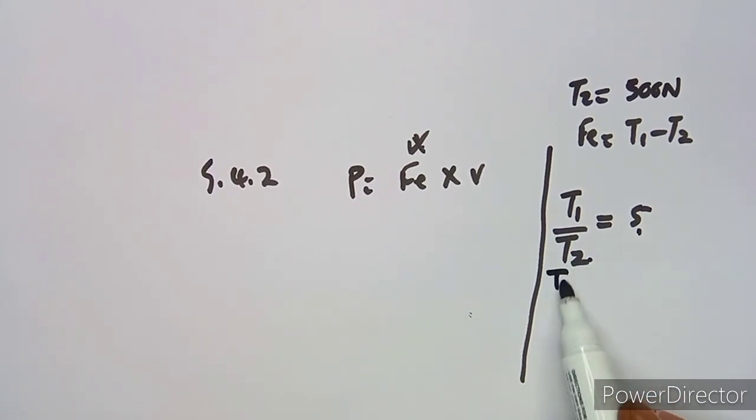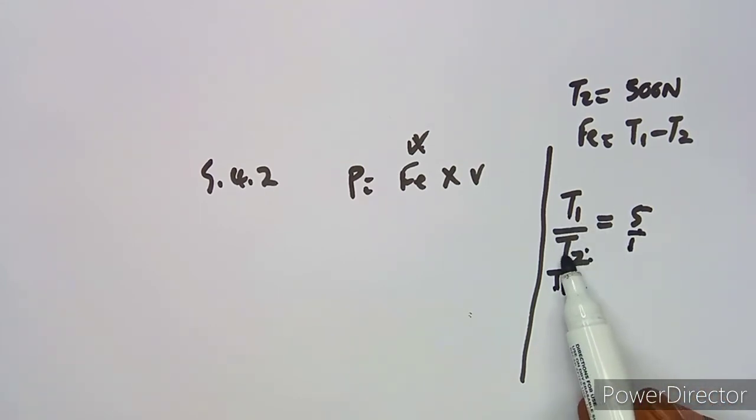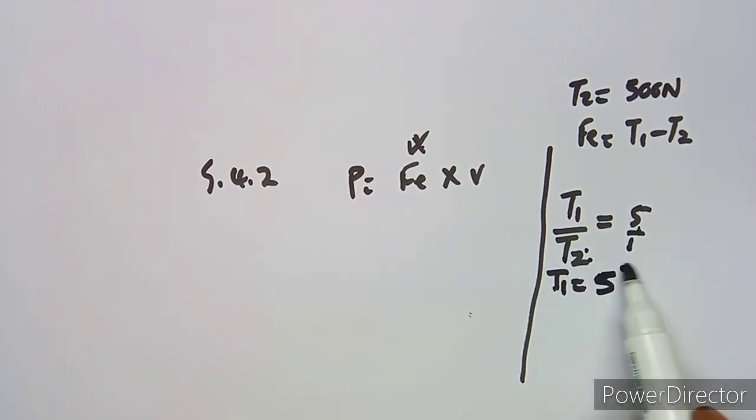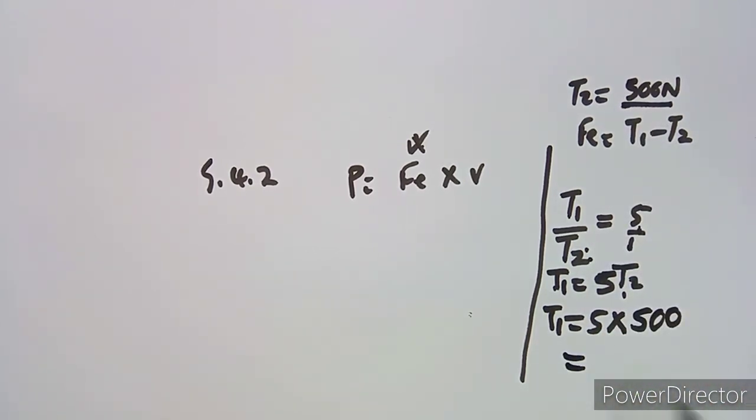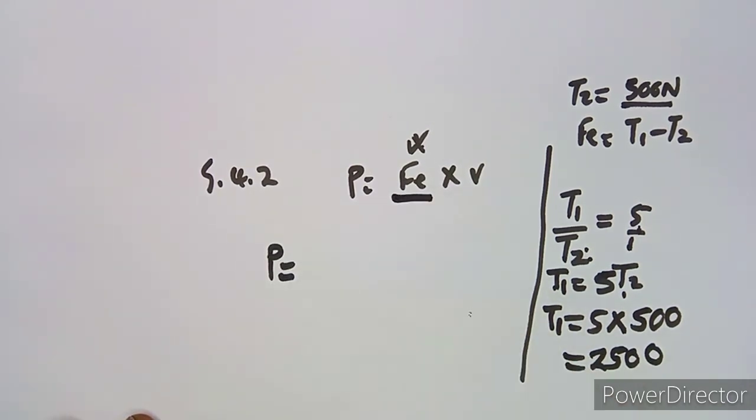So it's going to be T1 is equal to, you multiply both sides, 1 times T1 is T1, T2 times 5 is going to be 5 T2. So that means our T1 is going to be 5 times T2, which is 500. We multiply it by 500, which gives us 2,500 in this case. With this, now we can calculate the power, because we now have the effective tension. The effective tension is there, which is 2,500.